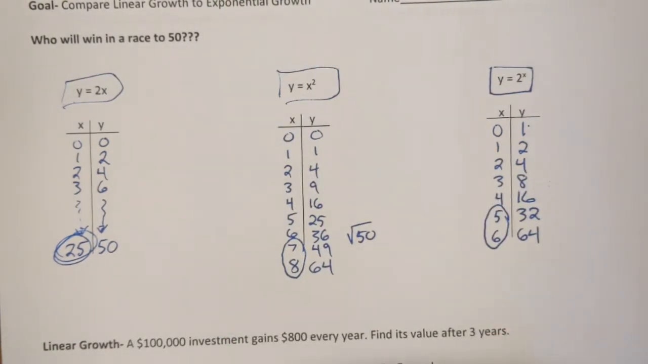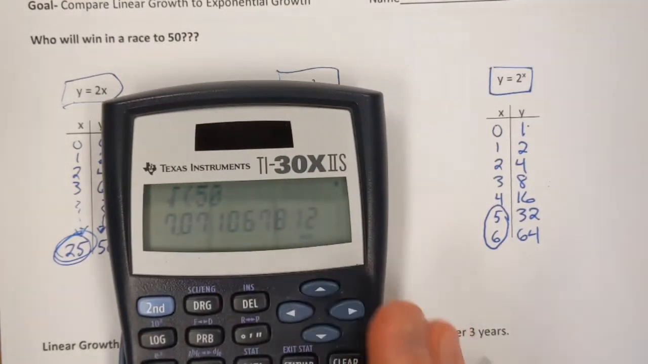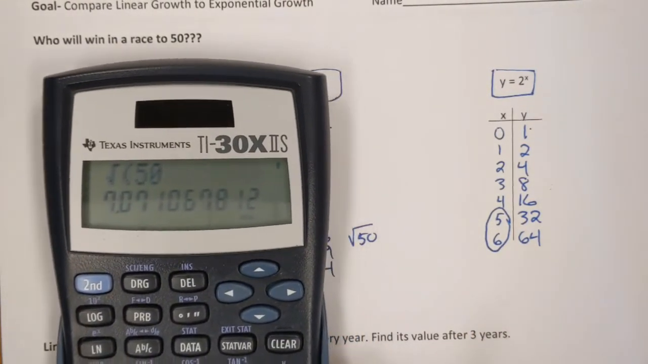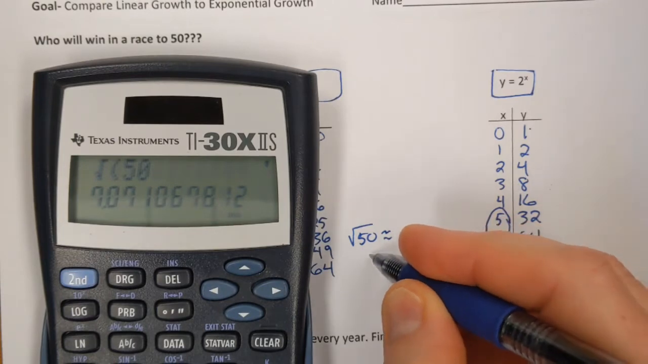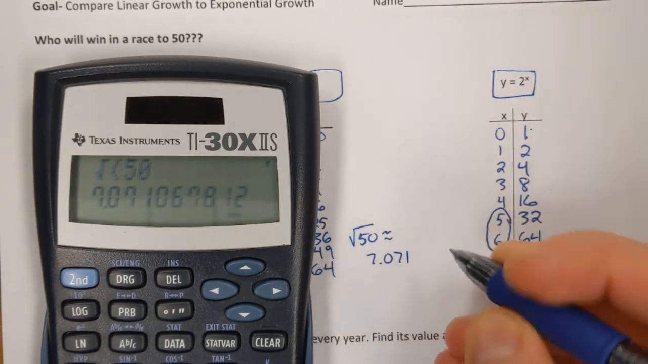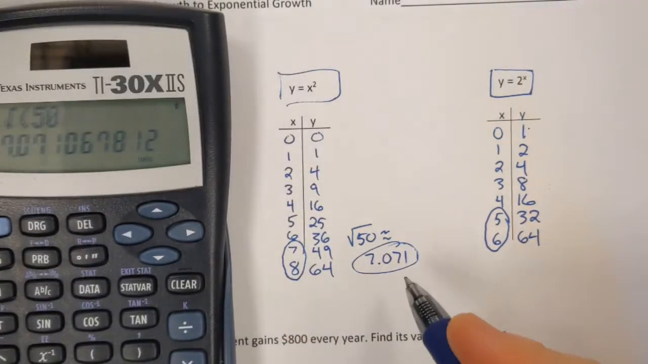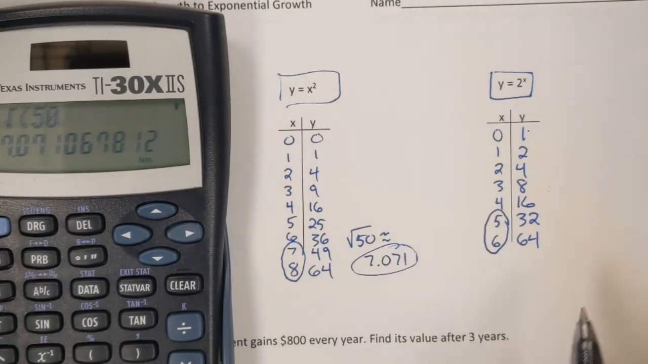The square root of 50 comes out to approximately 7.071. So approximately 7.071 is kind of the precise answer. That's how many seconds it takes this one to reach 50.